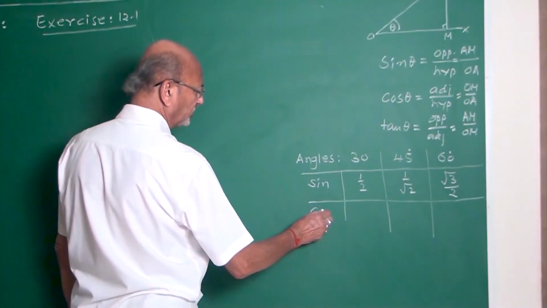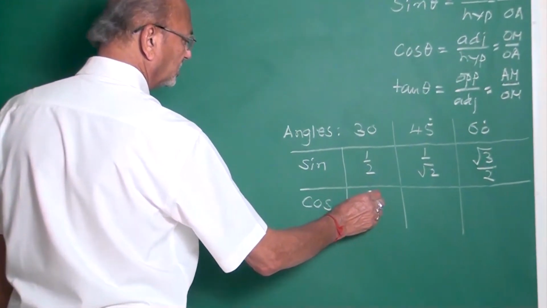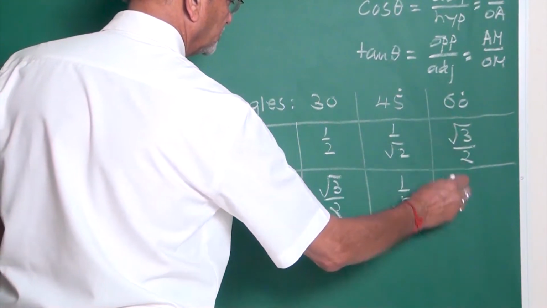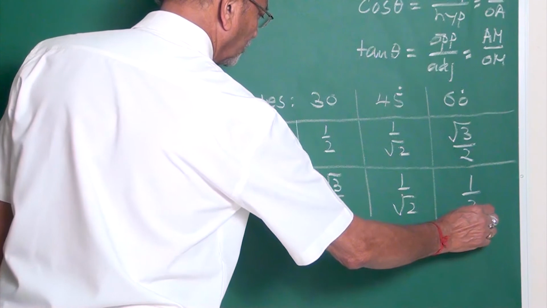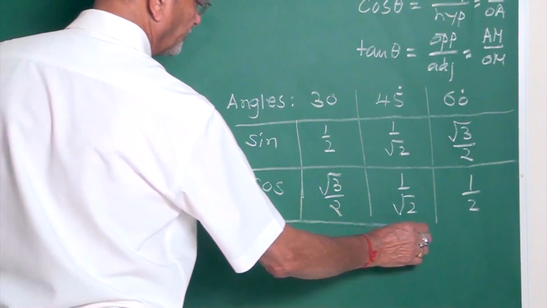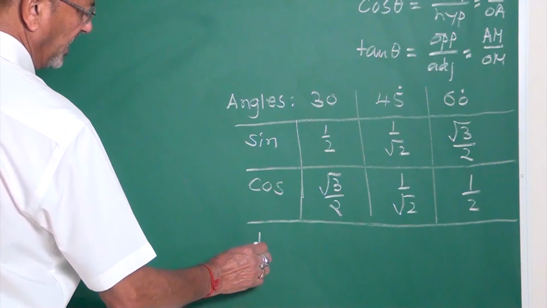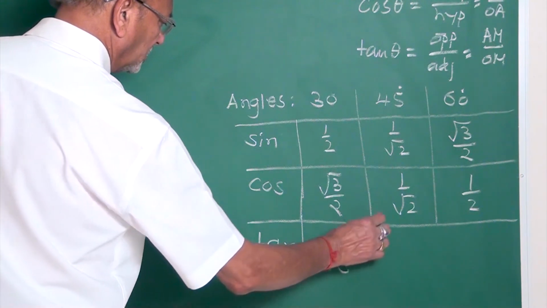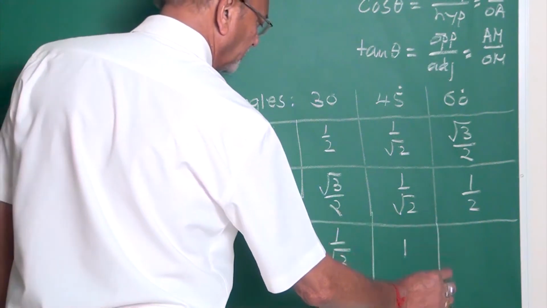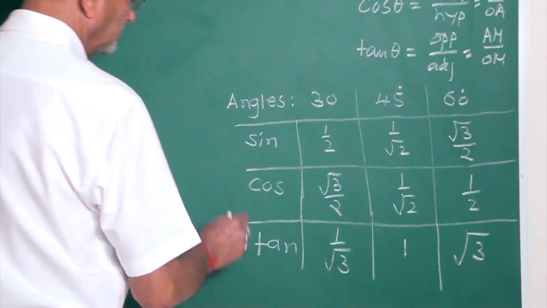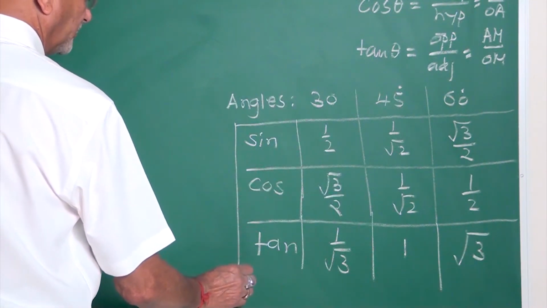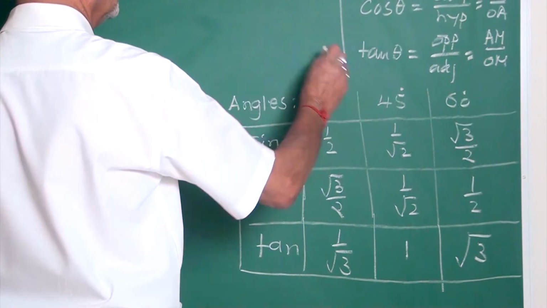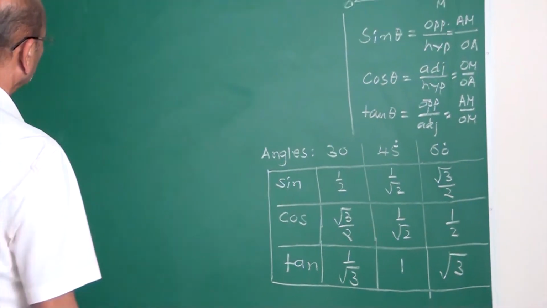This is cos, my friend. Cos 30 is root 3 by 2, cos 45 is 1 by root 2, then cos 60 is 1 by 2. This is about the cos. Then tan of these angles: tan 30 is 1 by root 3, tan 45 is 1, and tan 60 is root 3. These are connected angles, my friends, and these you must remember.